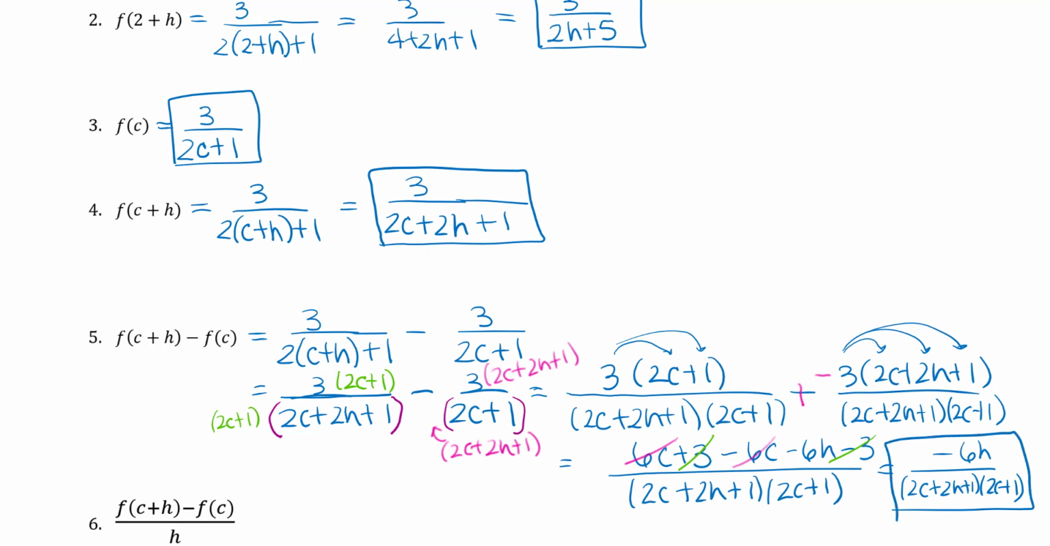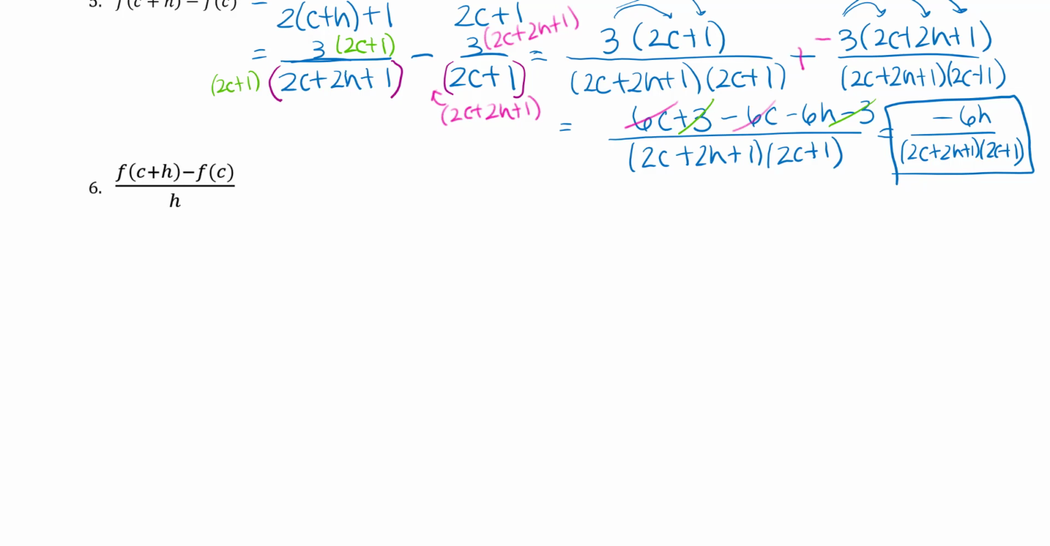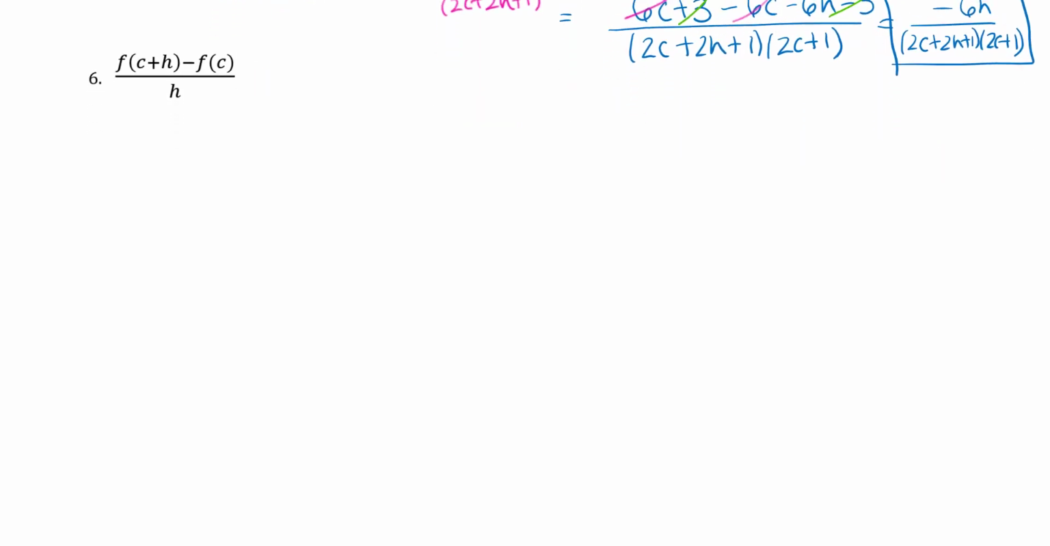Okay, so one more of these to do, and we're going to do the same thing with a slightly different version here. We're going to start with f of c plus h, so that will be 3 over 2 times c plus h plus 1, minus f of c, so 3 over 2c plus 1, and then I have the whole thing all over h.